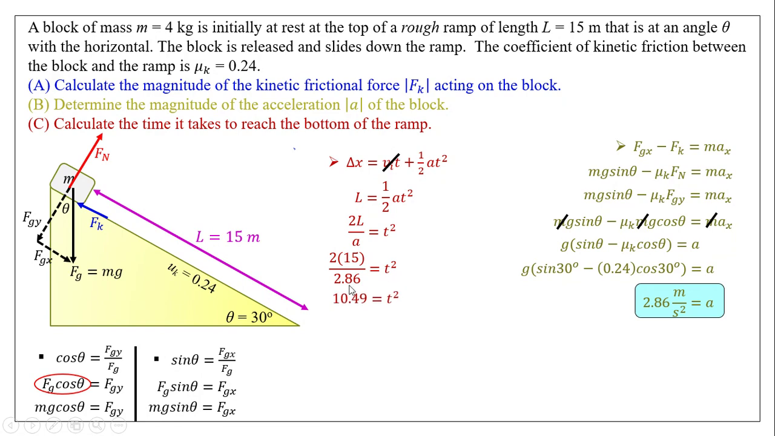If you simplify this on your calculator on the left side, it equals about 10.49. But this is t squared, so therefore to get t by itself, you need the radical on both sides. So the square root of 10.49 would give me a value of about 3.24 seconds. Okay, so that would take about 3.24 seconds to cover the distance of 15 meters down the ramp.